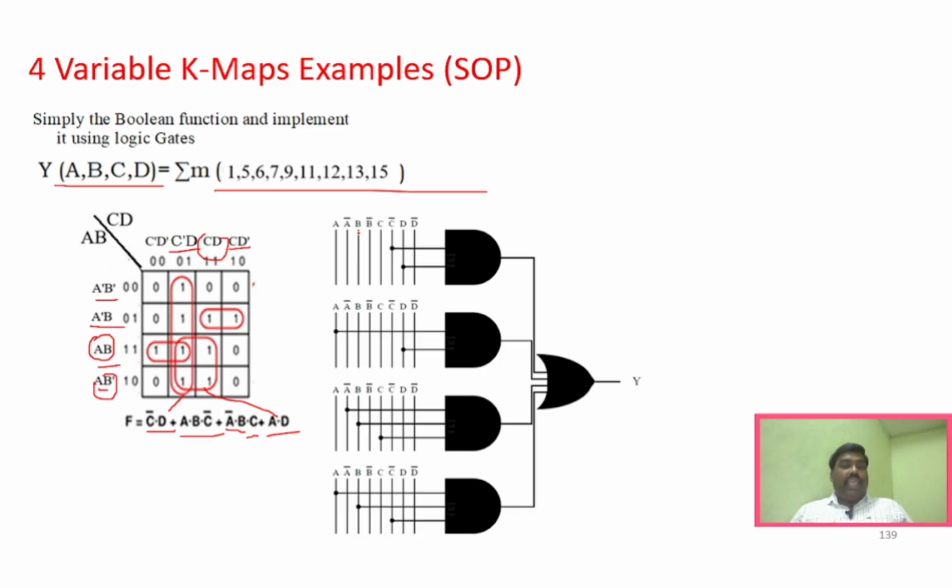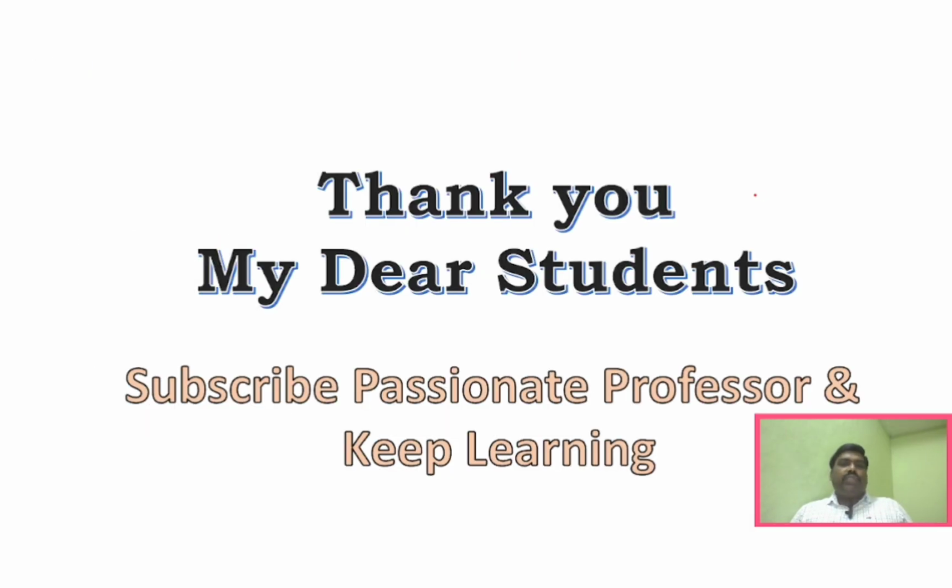They have mentioned A bar, B bar, C bar, D bar, and all these are NAND gates, and you have to combine them with an OR gate. Or else you can also draw with A, B, C, and D, and use a NOT gate for the complement, correct? So today we have seen problems on K-Map. We have seen 4 variable K-Map, and this is for the SOP method. I believe this video will be very useful for you. Thank you, my dear students.